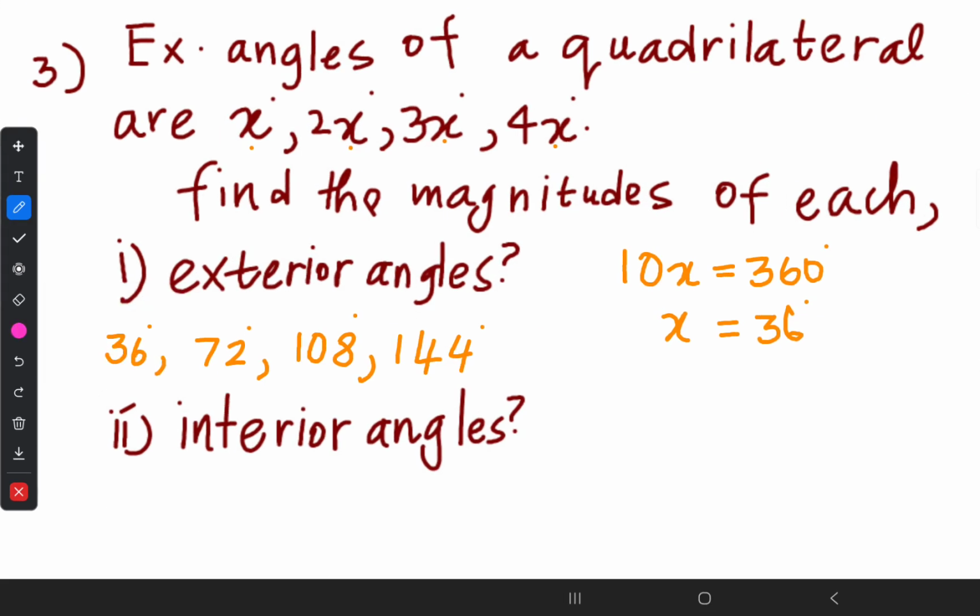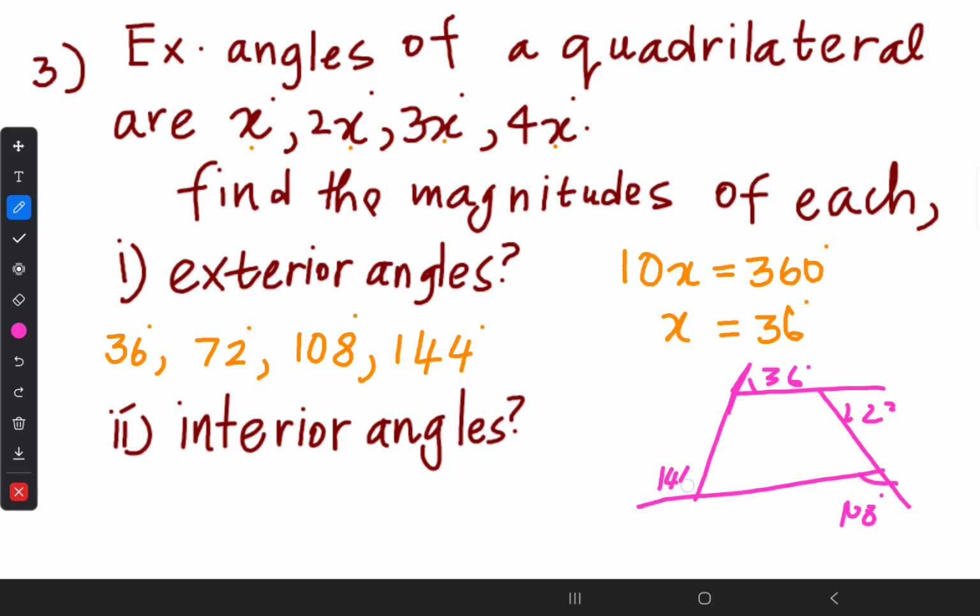Another question is about the interior angles. For example, I will draw a quadrilateral and explain. Look at this, this is a random one. Here, this is 36, this is 72, this is 108, this is 144. So how do we find the corresponding interior angle? From 180, when you subtract the exterior angle, you can find the interior angle.